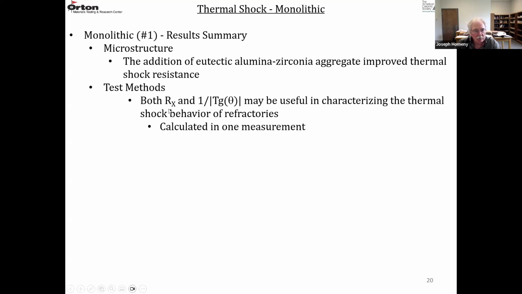So they're saying that Rx, or 1 over tan theta, could be a useful way of looking at thermal shock behavior of refractories. And the advantage to using Rx, or 1 over tan theta, is that it's all calculated in one measurement. So it's all derived from the one work of fracture test, whether it's the chevron notch or a wedge splitting test. You're not measuring strength. You're not measuring elastic modulus. You're also not measuring thermal expansion. So you're getting all the information from one measurement.